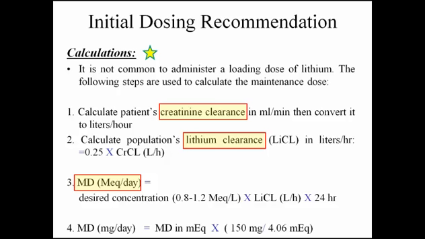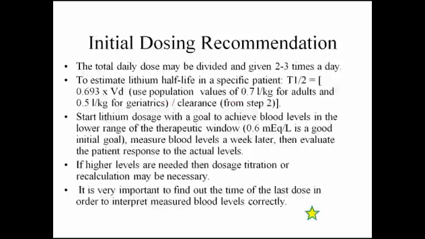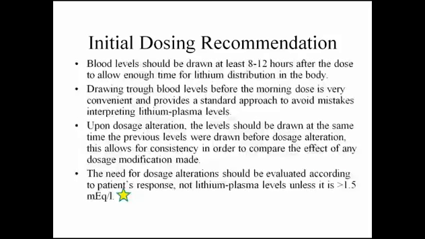I normally shoot at 0.8 initially. Once I decide the maintenance dose in milliequivalent per day, I convert it to milligram per day by multiplying it by 150, then dividing by 4, or 4.26. When we give the dose, we may divide the daily dose and give it every 8 hours or 12 hours, and we order a blood level in a week or 2, just to be on the safe side.